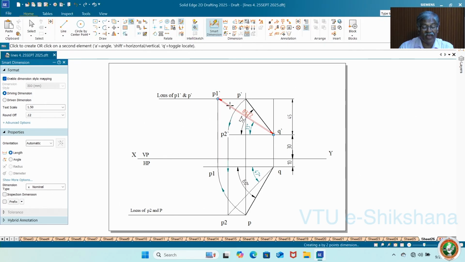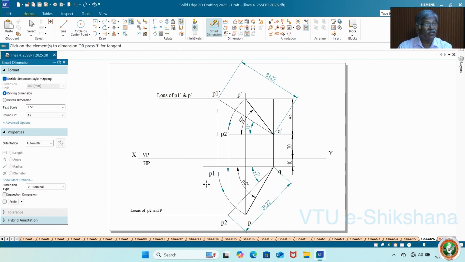Both should give the same value. Anyway, if there is any difference, then there is a small problem in projection, etc. Yeah, it's exactly 83.2 on both sides. I hope we have completed the problem successfully.